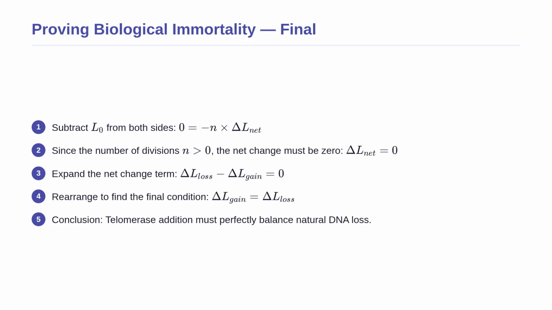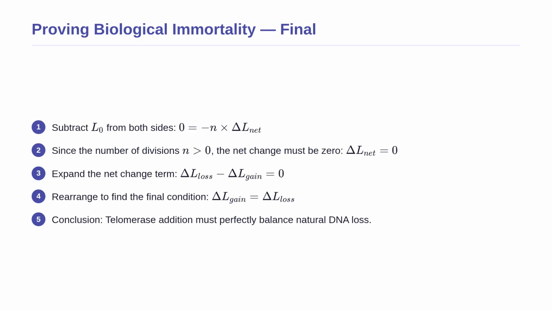Continuing our derivation, we can now find the exact condition for immortality. We subtract L sub 0 from both sides, leaving 0 equals negative n times delta L net. Because the cell is actively dividing, the number of divisions, n, is greater than 0. Therefore, the only way this equation holds true is if the net change itself is exactly 0. Expanding the net change term, we get delta L loss minus delta L gain equals 0.